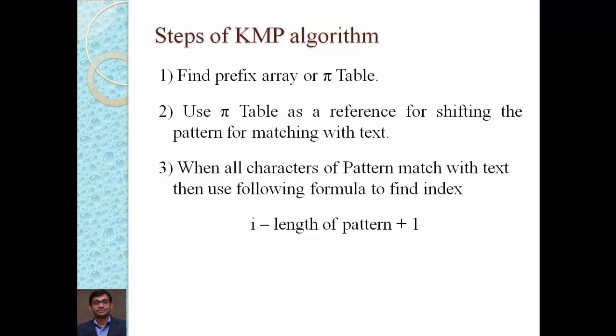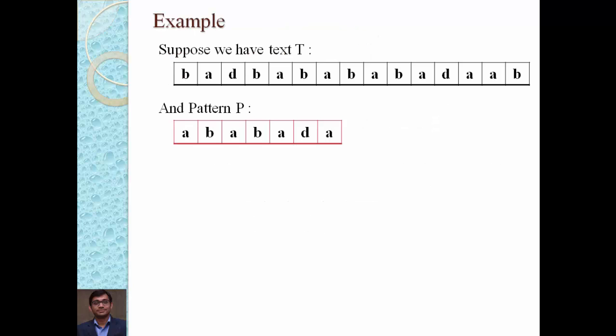Let us take one example. In that we will use these 3 steps to find out whether our pattern is available inside the large text or not. Once it is available, then this last step will return the index number. Let's take one example.